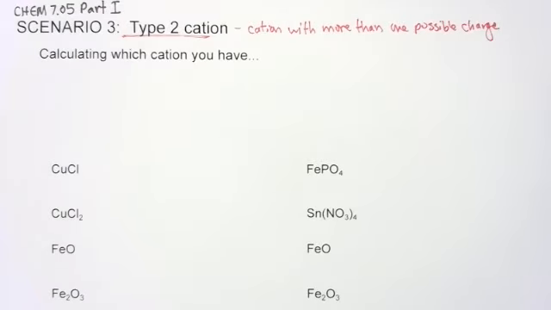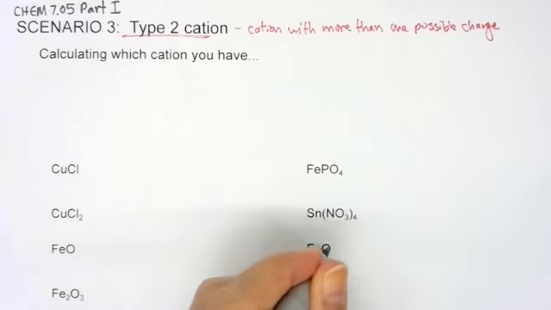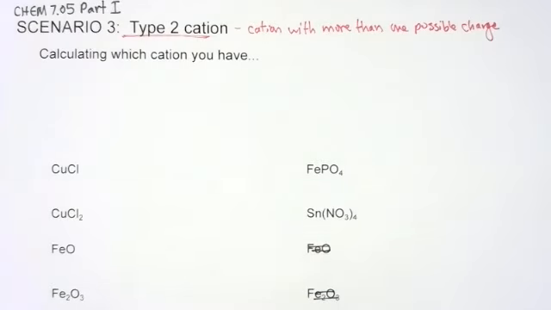So how do you know which cation you have? Well, you have to kind of do a calculation. Right away, I see I've got a little bit of an issue here. I've got some duplicates. Let's cross those off.